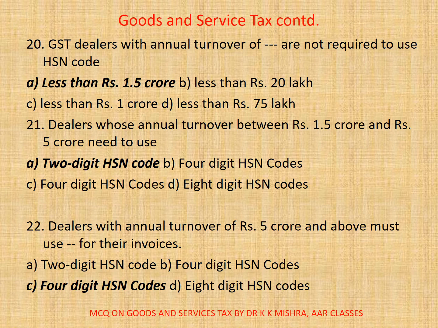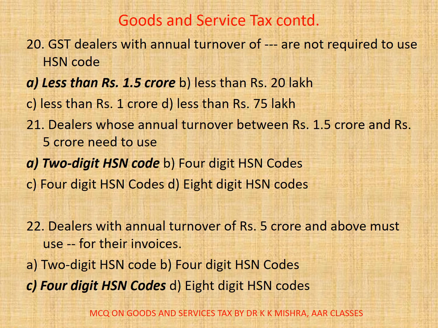20. GST dealers with annual turnover of dash are not required to use HSN code. A. Less than rupees 1.5 crore, B. Less than rupees 20 lakh, C. Less than rupees 1 crore, D. Less than rupees 75 lakh. Correct option is A, less than rupees 1.5 crore.